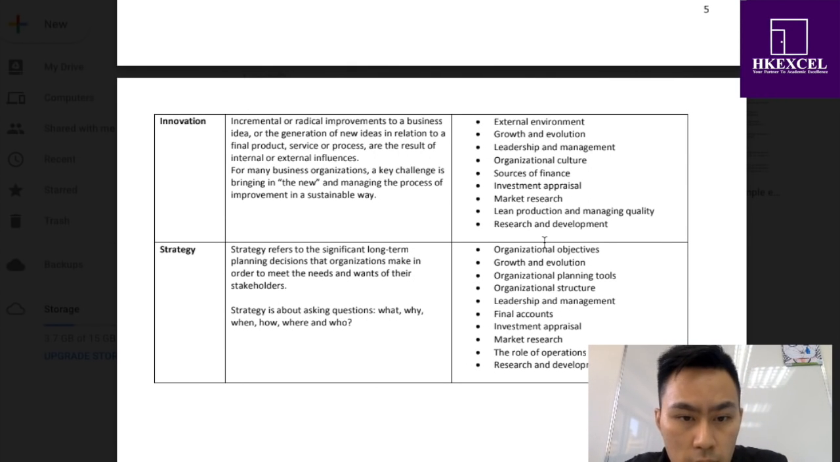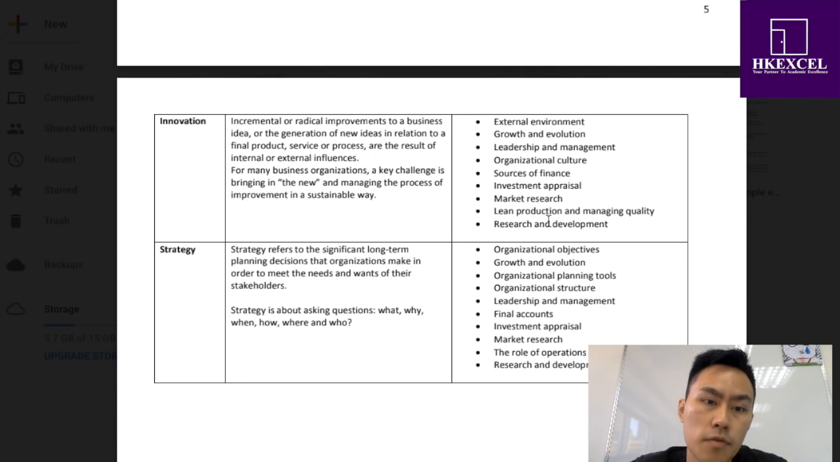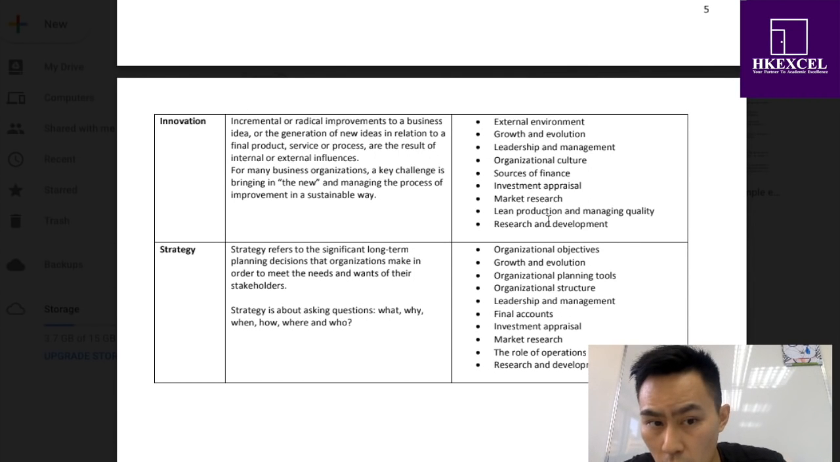So innovation here refers to service products and new ideas, and also the challenge of managing the process of improvement in a sustainable way, right? And for innovation, of course, that usually involves market research and also research and development, and also lean production and managing quality, right? Because normally, for innovation and new products, you need to test out the market. So that's what students usually talk about.